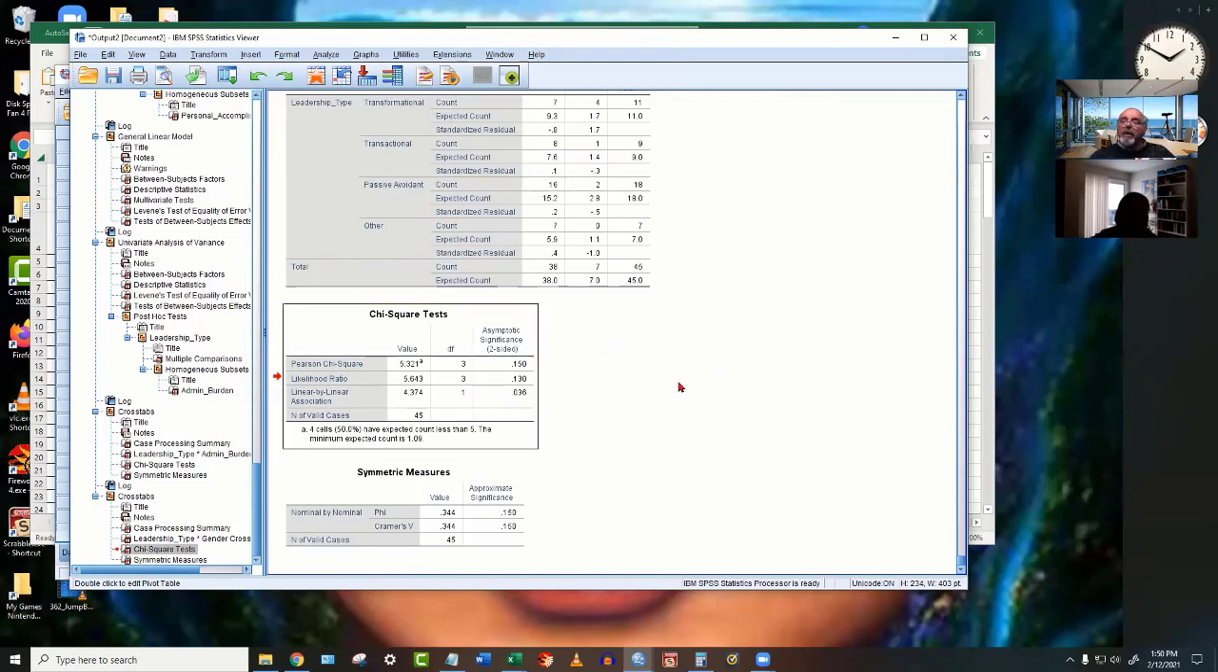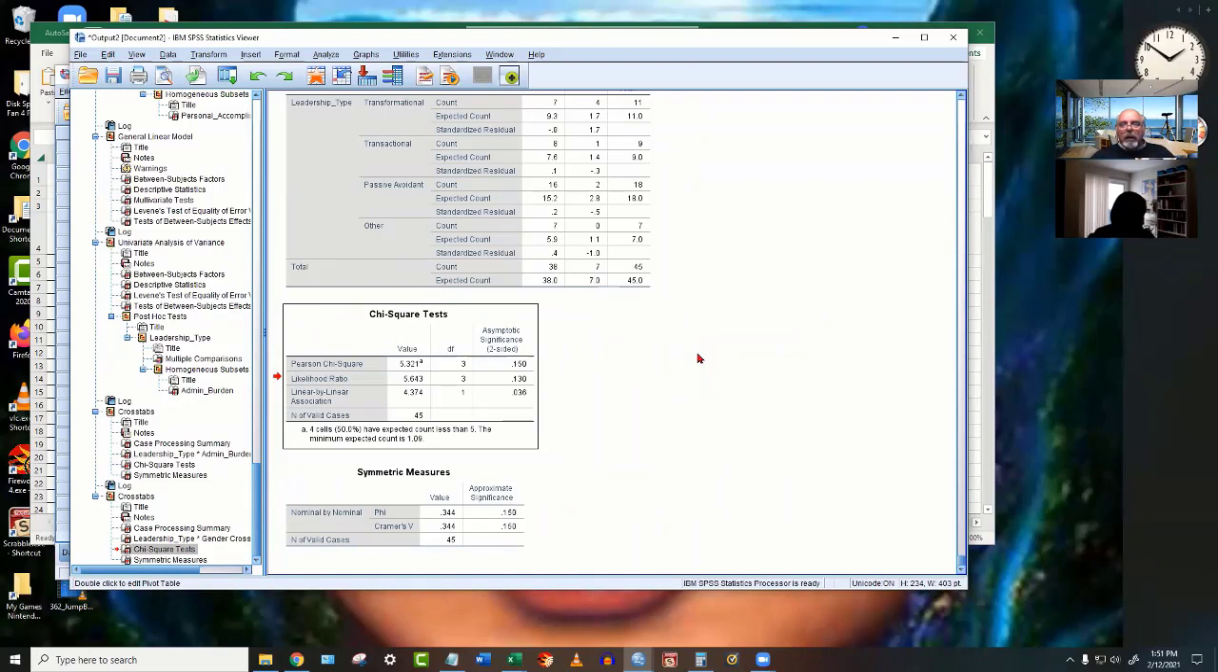Now, if you had a bigger sample size, it might have gone that way, because your significance is 0.15. That's not that far. It's only 1/10 away from 0.05. But again, as it stands right now, the data does not suggest that there was a relationship between gender and leadership type. Okay.